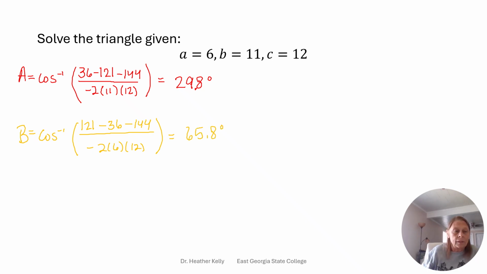And finally, our angle C, arc cosine of c squared, 144 minus a squared, 36, minus b squared, 121, all over negative 2 times 6, sorry, times 11, and that's going to give us 84.3.